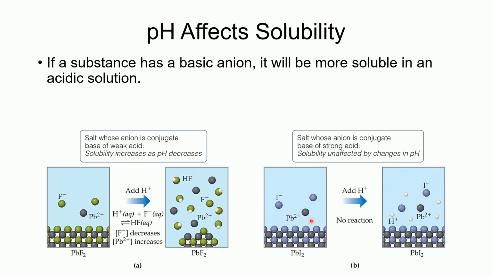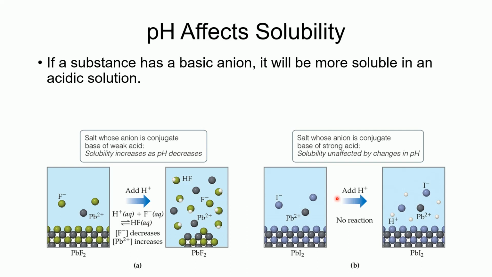If we compare that to lead iodide, well, iodide is the conjugate base of HI. That's a strong acid. So adding another strong acid to it is not going to react with the iodide. So the solubility of lead iodide is not affected by having a strong acid in solution. So that is kind of cool.